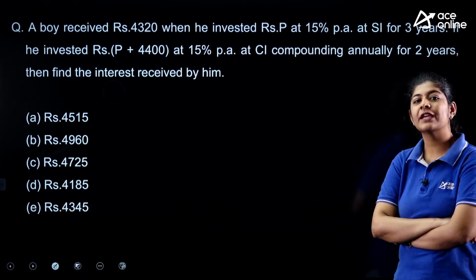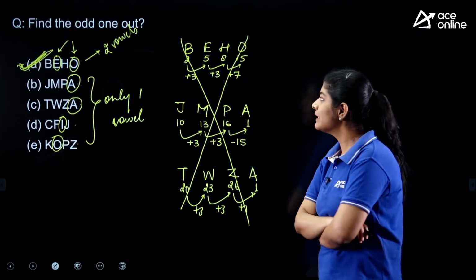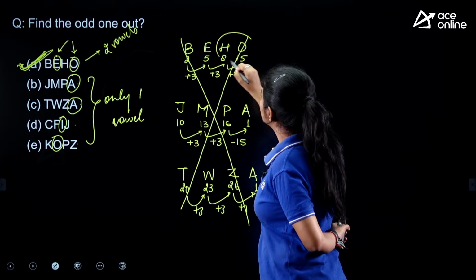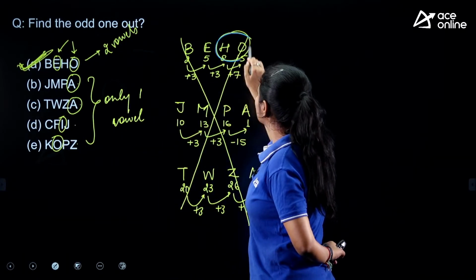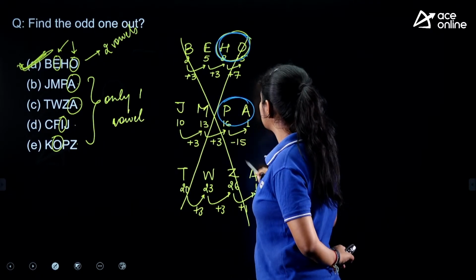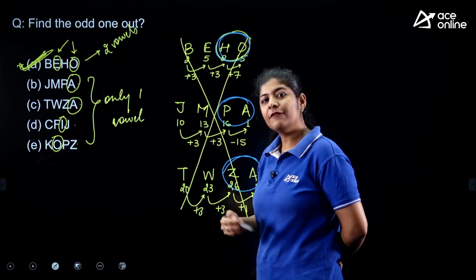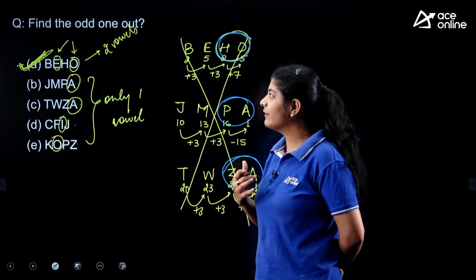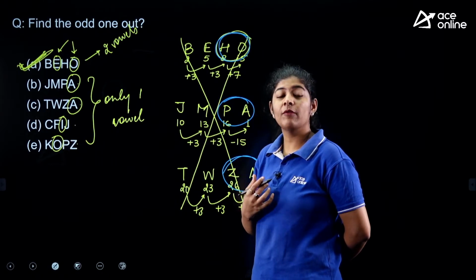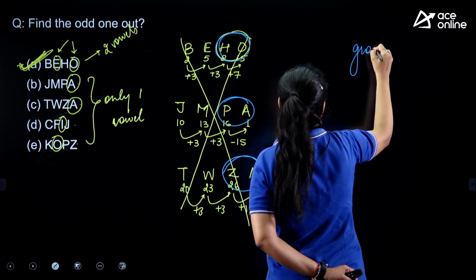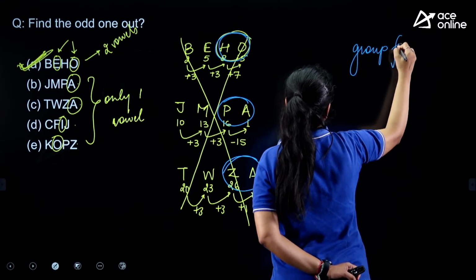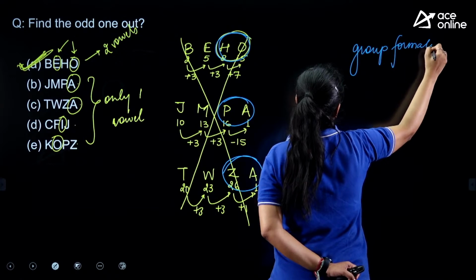We need to check each and every part. If you will see here, the pattern is changed over here. If you will see carefully, the pattern in between these two, in the last two, is changing, right? So whenever we do have a question from the concept of odd one out, we need to focus on the group formation.